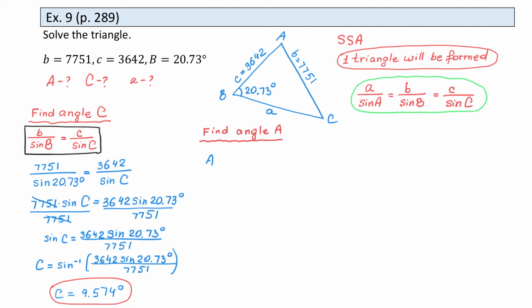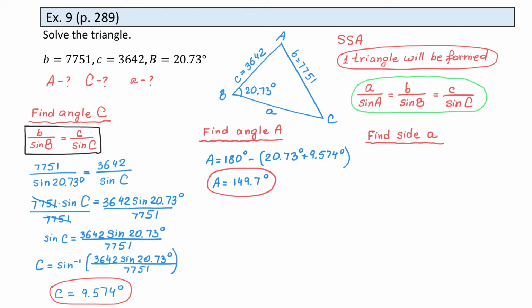Angle A equals 180 degrees minus the sum of the other two angles, 20.73 plus 9.574 degrees. Then angle A equals approximately 149.7 degrees. Now, once we know angle A, we can find side A. For this, we will use A over sine of A equals B over sine of B.